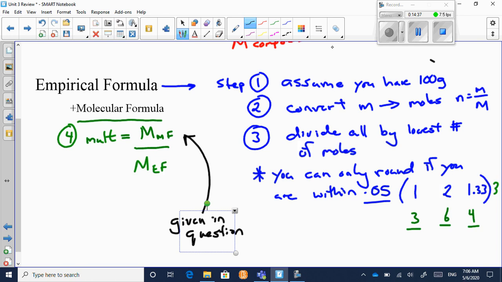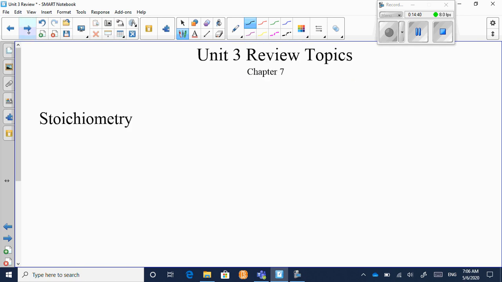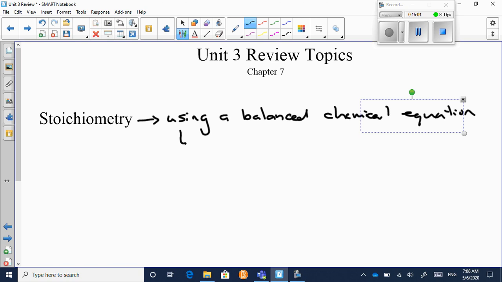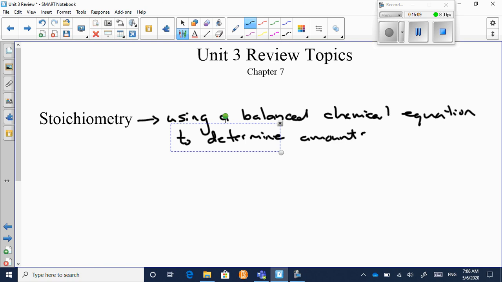Okay, all right. So the last thing we did in this unit was stoichiometry. And basically, stoichiometry is all about using a balanced chemical equation to determine amounts used or produced in a chemical reaction.